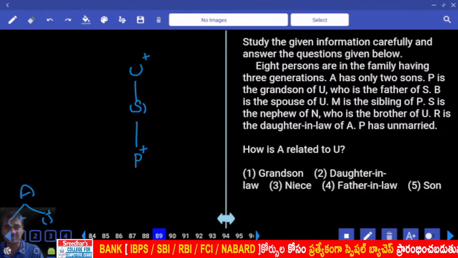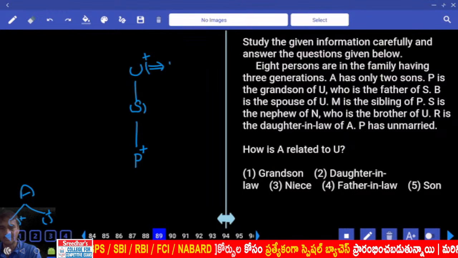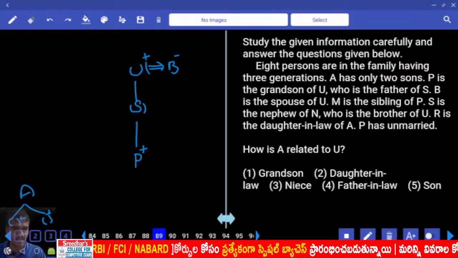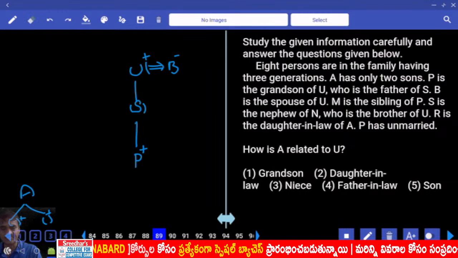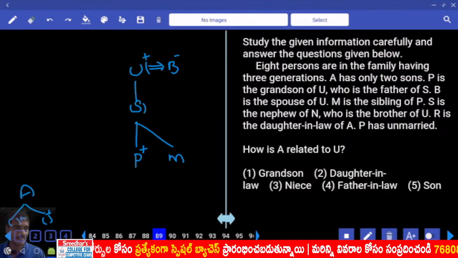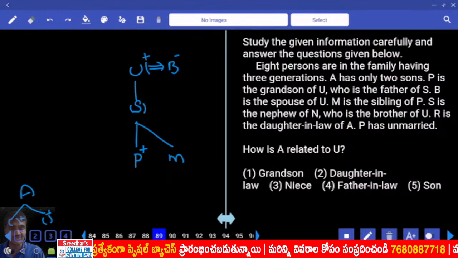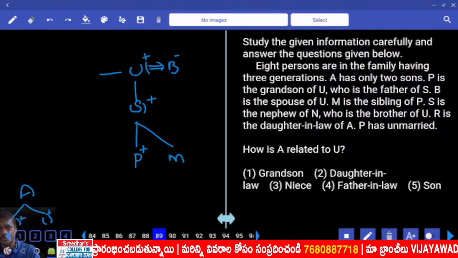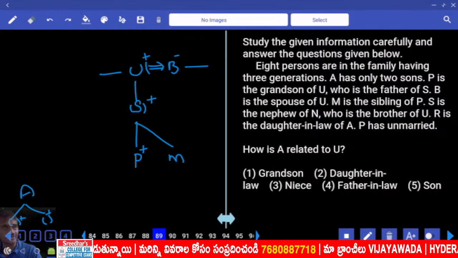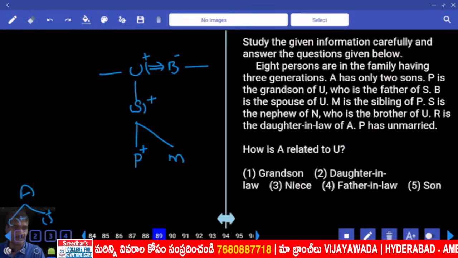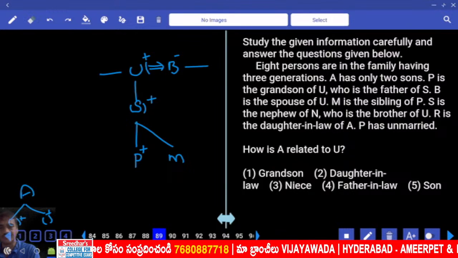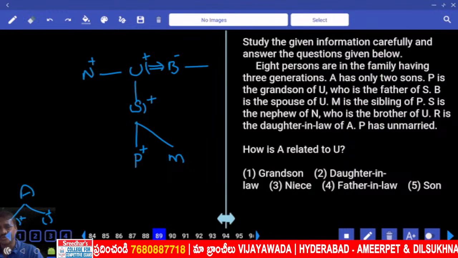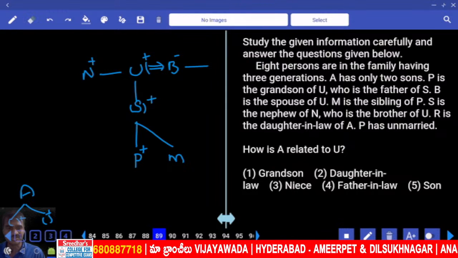And B is the spouse of U. Now U and B are married to each other. B is a female. And M is the sibling of P. M and P are siblings to each other. And next one, and S is the nephew of N. N must be either B's or U's sibling. And S is the nephew. N is the brother of U. Fine. Now N is U's brother. Then S is the nephew.